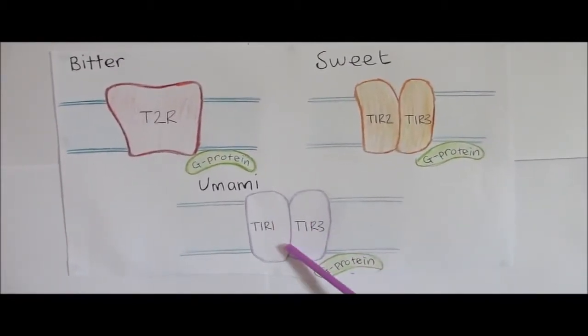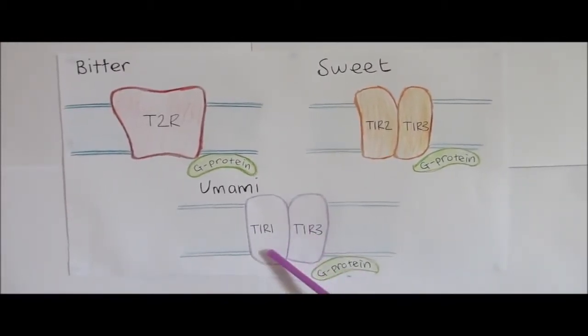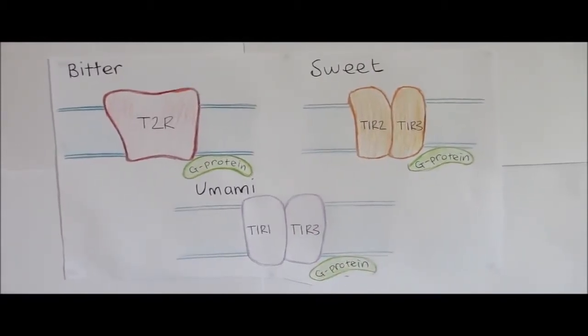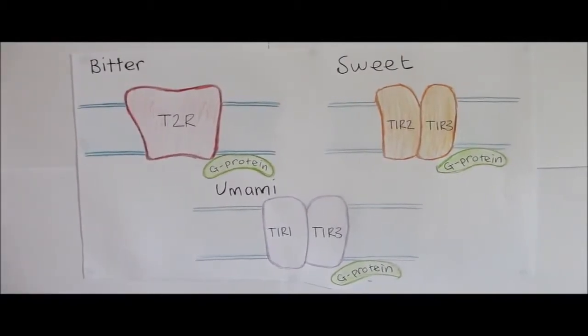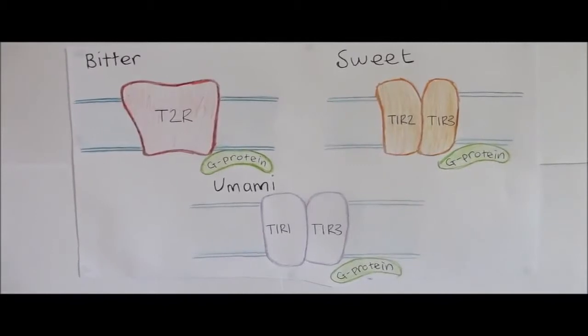Umami GPCRs are also composed of 2 proteins. These are encoded for by T1R1 and T1R3. These taste receptor cells containing these proteins also connect to different sets of gustatory afferent axons, meaning these flavours can be transmitted individually to the brain.